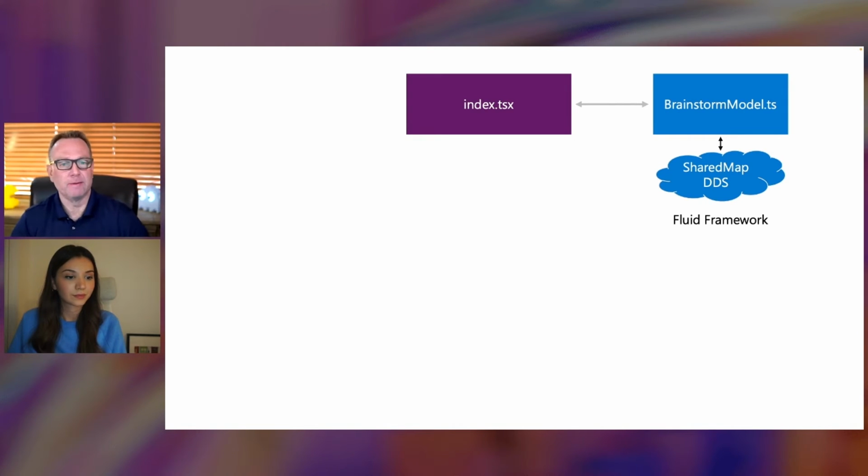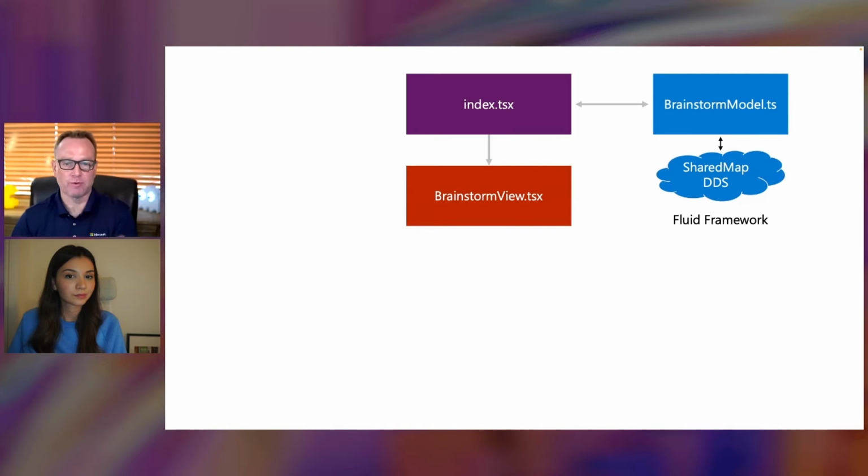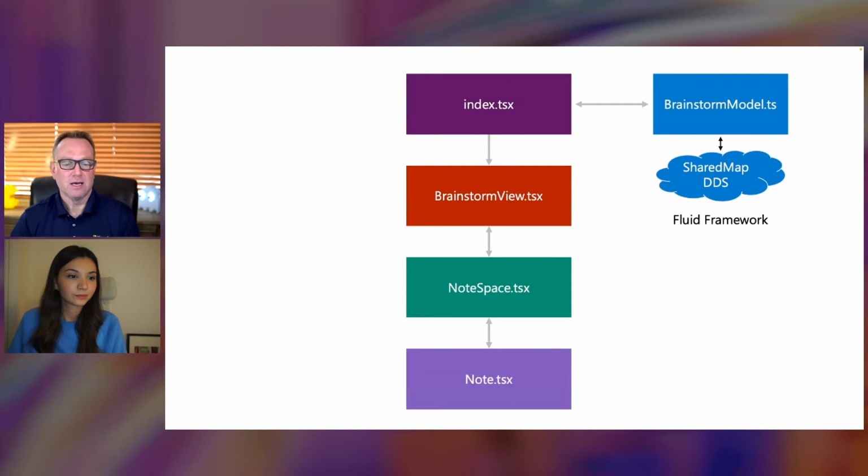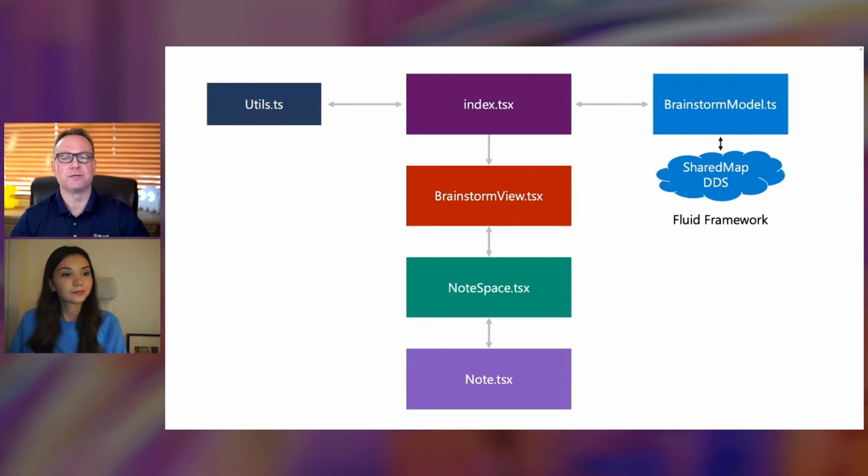So we'll talk about that in a moment. Now, that's going to allow data to flow in real time from this Brainstorm model, the Fluid, into the, we'll call it the starting page, index.tsx, and then it flows down from there. We have a Brainstorm view, and then the Brainstorm view loads where the notes go. That's called a note space, and then that loads the individual notes. And then finally, we need to hook up to Azure Fluid Relay, so we do have some configuration and utilities behind the scenes that I'll mention real briefly here.